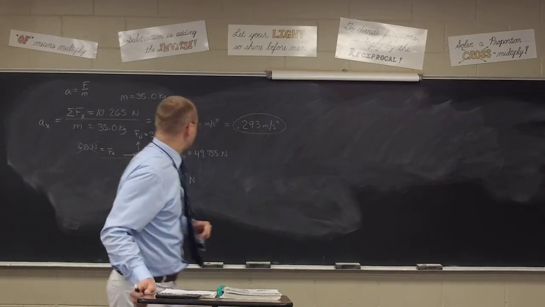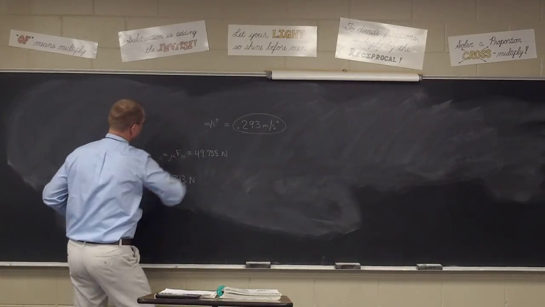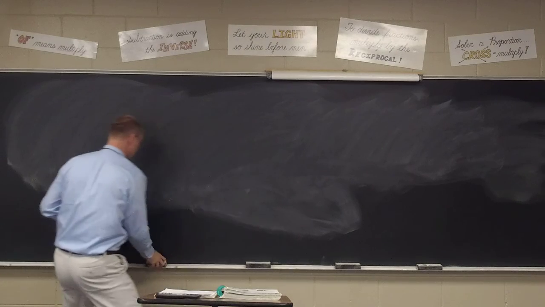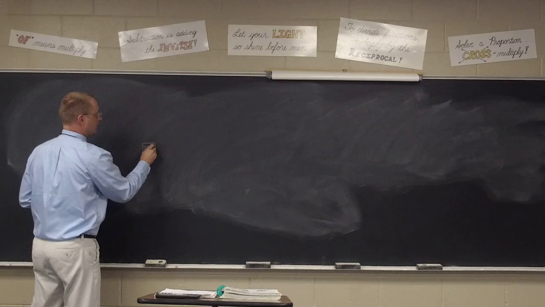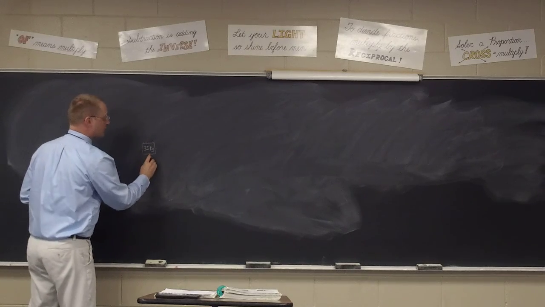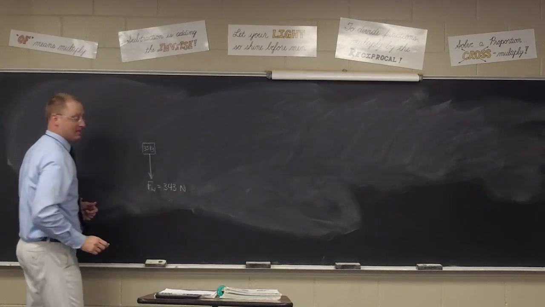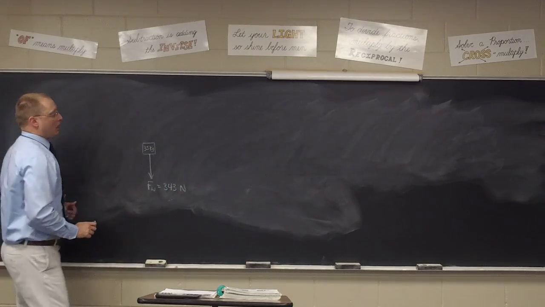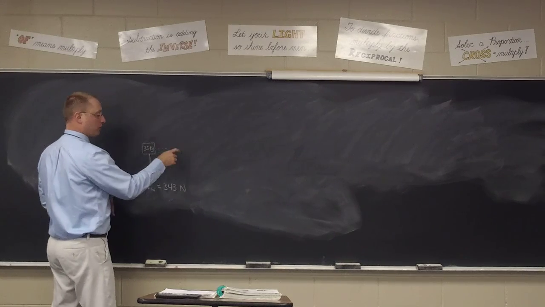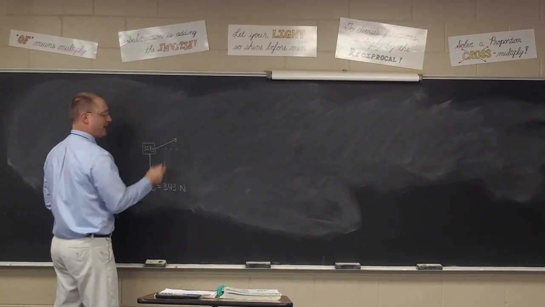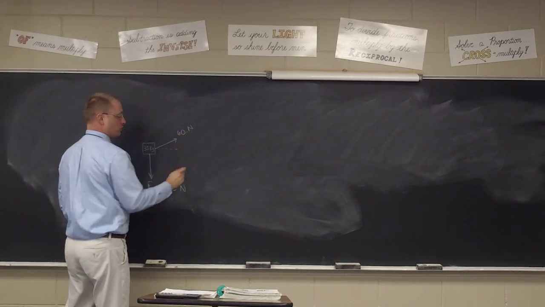Let's take a look at the same problem now with a different perspective. So here's our 35 kilogram dresser. It still has a weight of 343 newtons when you multiply mass times gravity, right? But now instead of being pushed, it's being pulled. But it's not being pulled horizontally, it's being pulled upward at an angle. So with a force of 60 newtons.